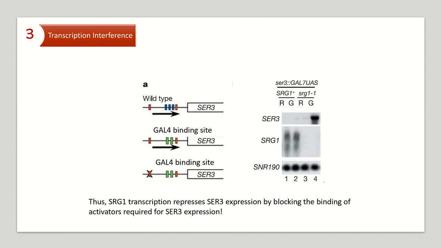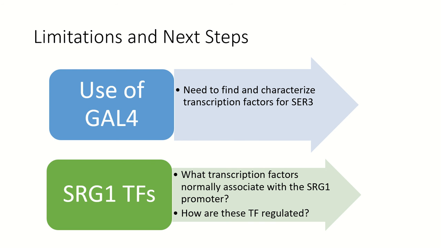Although this study does a great job of showing an example of intragenic transcription, how it can be regulatory, and how this regulation can occur through a transcription interference mechanism, there are some limitations to this study. Firstly, the study relies on the use of the GAL4 construct to characterize the interference, but a full understanding of how regulation occurs endogenously will require finding and characterizing transcription factors for the actual SIR3 promoter, so that we can test that SRG1 transcription does indeed block the binding of these activators.